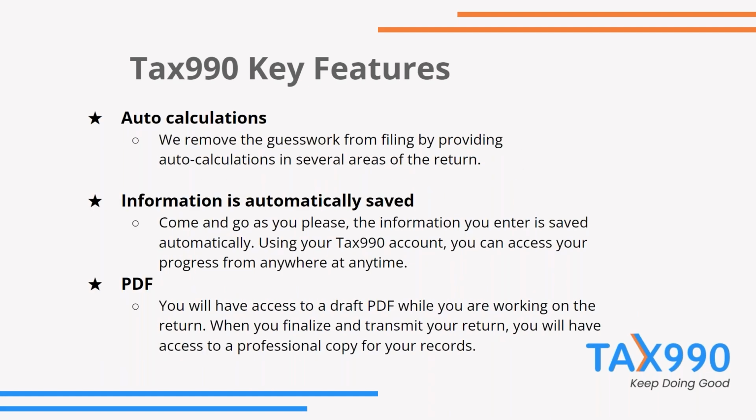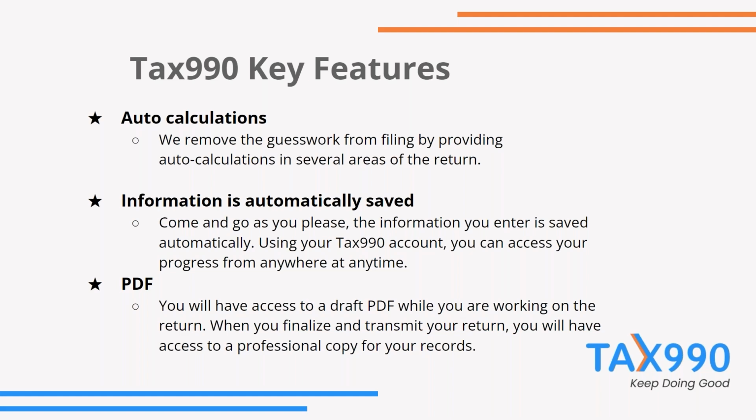As mentioned earlier, with Tax 990, we provide auto calculations. This feature helps remove the guesswork from filing by calculating several areas of the return. For example, when you input all your different categories of revenue, the total revenue will be calculated accordingly.